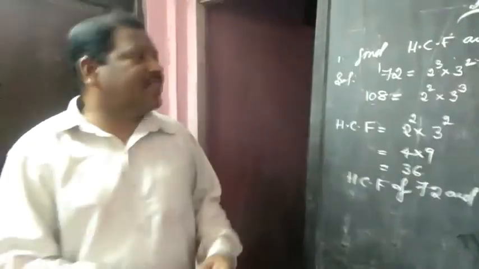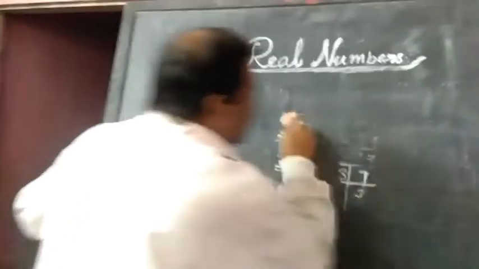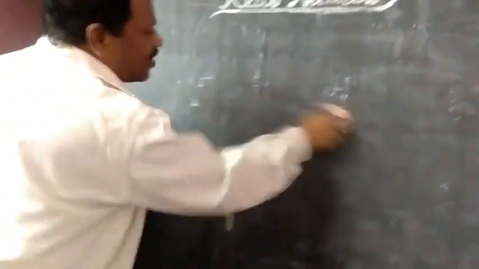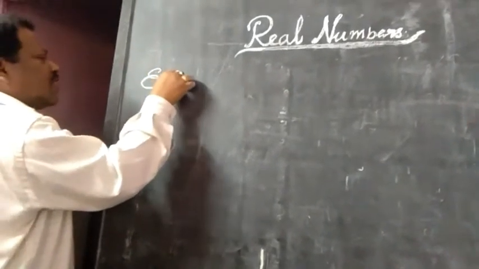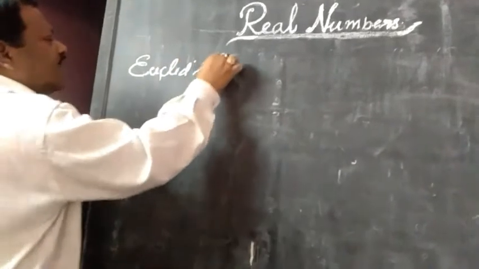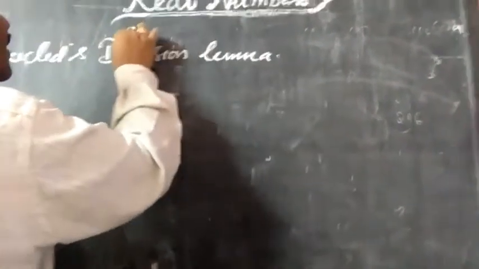Now there is another definition. Next, Euclid's division lemma, a very important definition. Euclid's division lemma is very important in the first exercise. What is Euclid's division lemma?